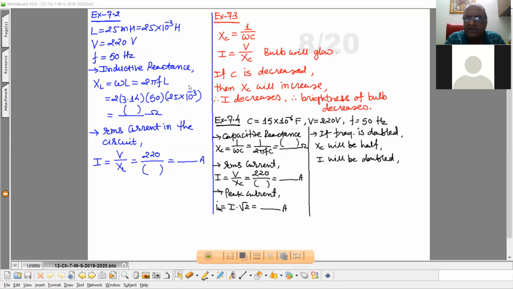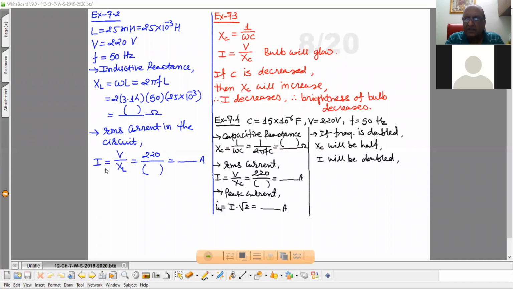Now inductive reactance is denoted by XL, and that is equal to omega L. But omega is 2 pi F. So we can write the inductive reactance XL as 2 pi FL. Now substitute the values, 2 pi, F is 50, L is 25 into 10 raised to minus 3, you will get XL.